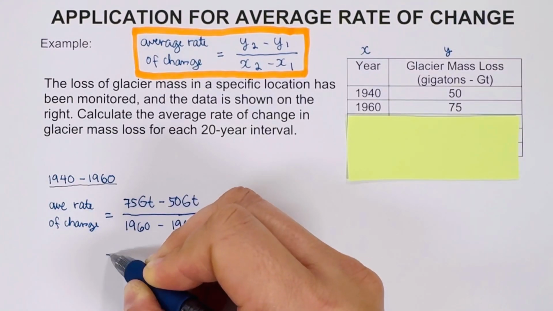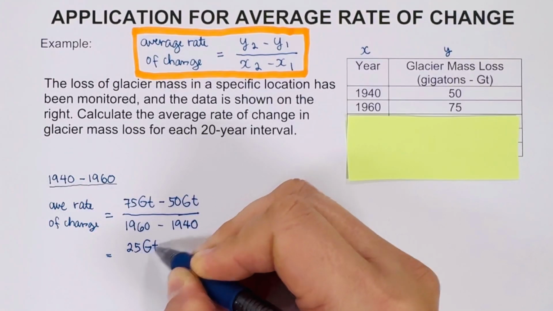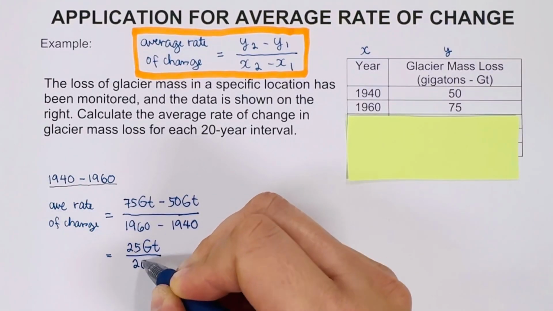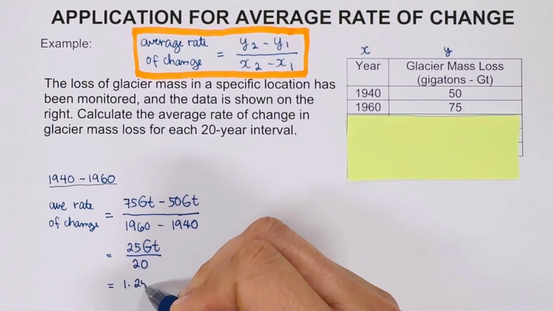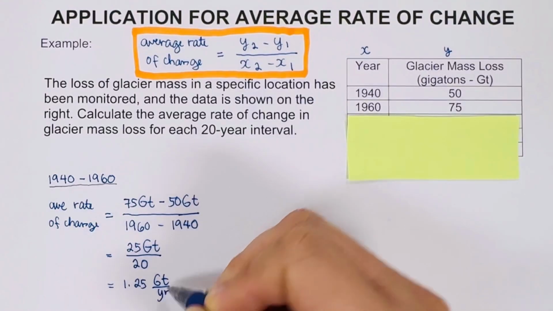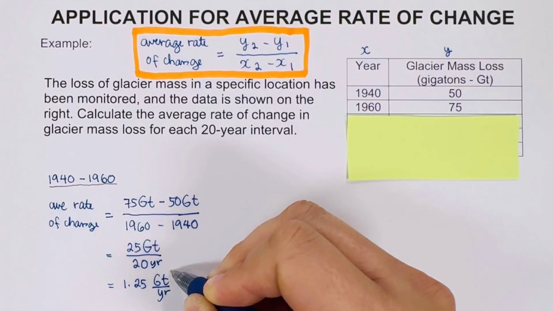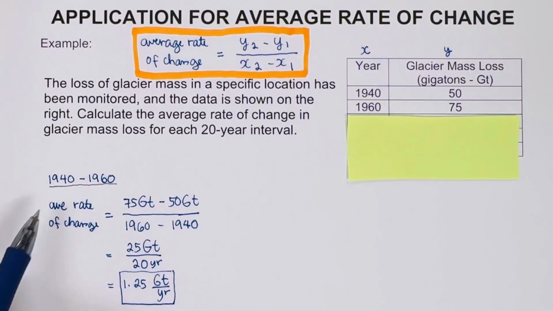So if we subtract this, this would come out 25 gigatons over 20. So if we divide this, this would come out 1.25 gigatons per year because this 20 right here is years. So this is the average rate of change from 1940 to 1960.